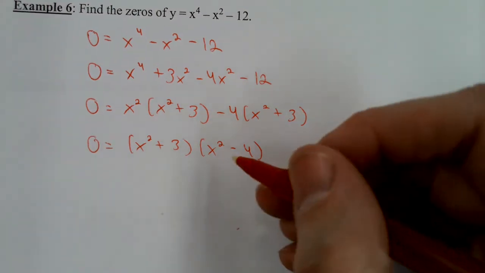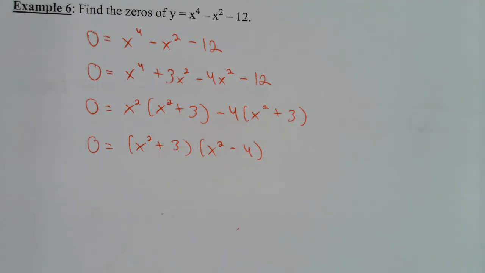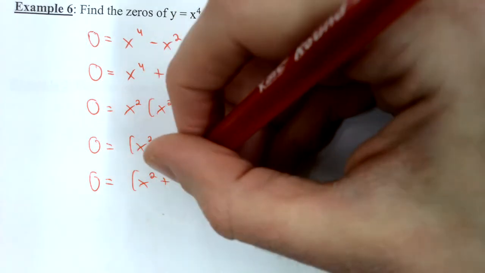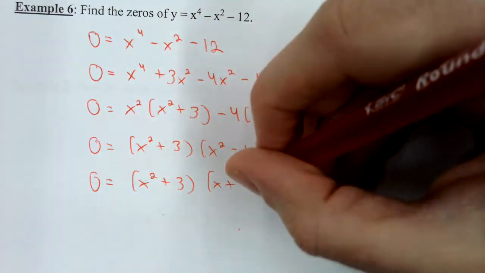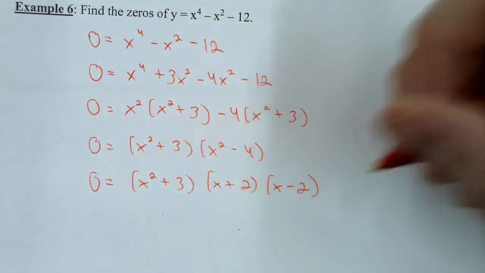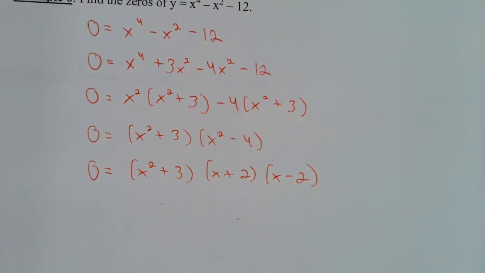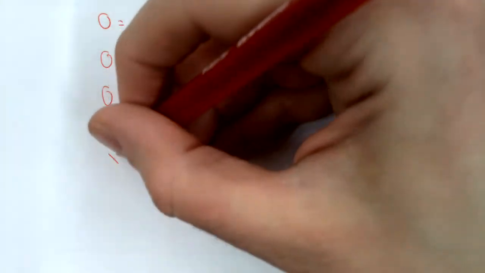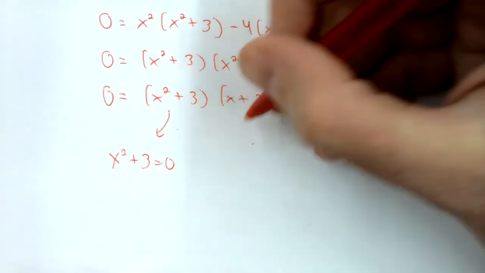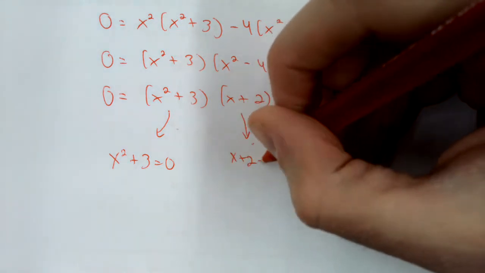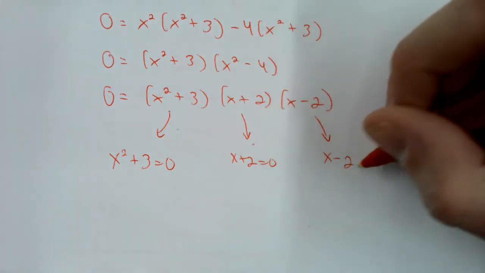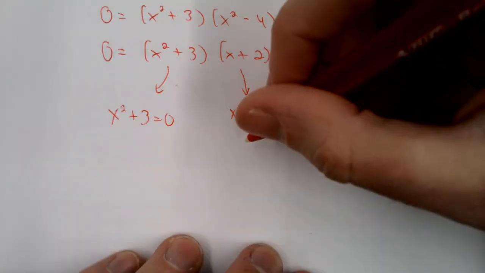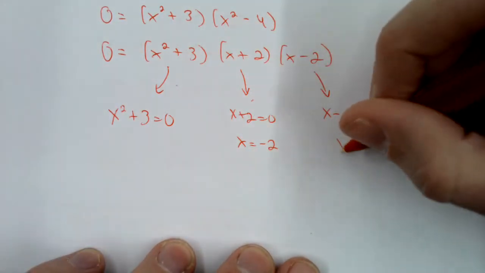And that's the difference of two squares if I've ever seen it. So it factors to x plus 2 times x minus 2. Now, let's set each factor equal to 0 and let's solve each one. X squared plus 3 equals 0. More on that in a minute. X plus 2 equals 0 and x minus 2 equals 0. Those two are easy. That's x equals negative 2. And that's x equals 2.